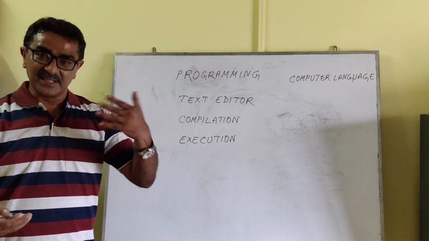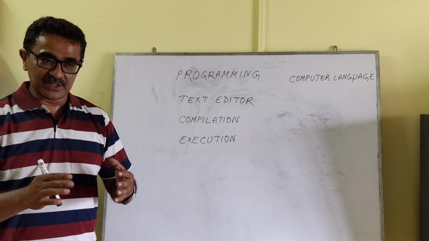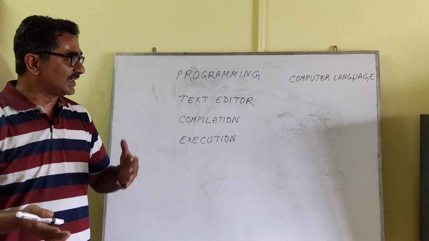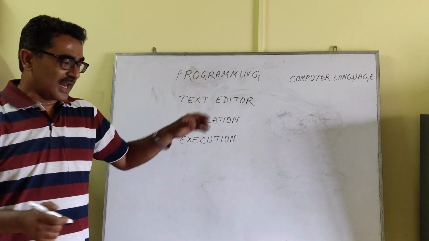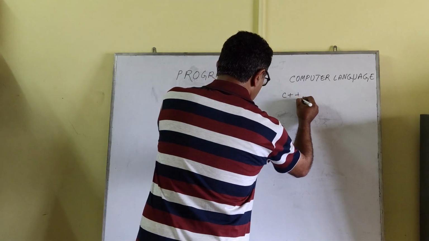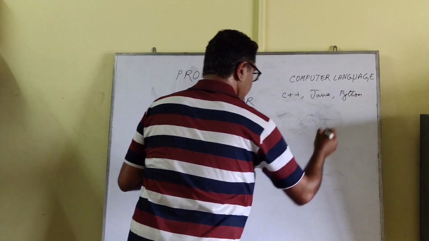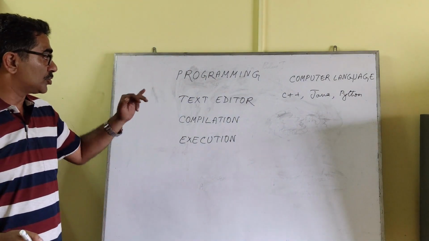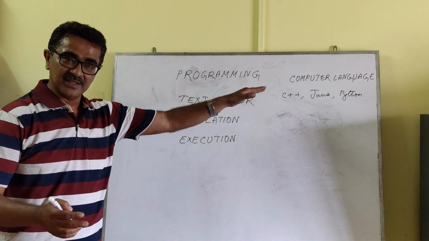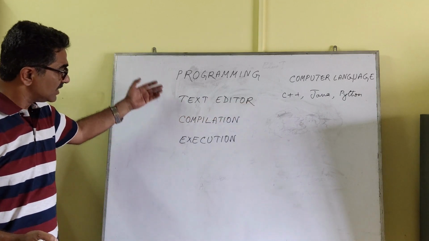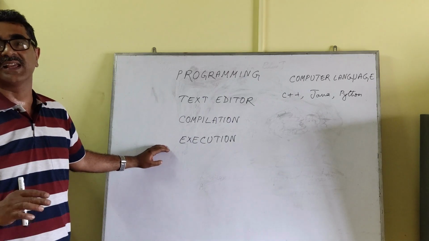Now, machine language is difficult for humans to understand because it consists of ones and zeros. So it is difficult for humans to interact with the computer in the form of ones and zeros. That is why computer languages are used. Computer languages like C++, Java, and Python are some of the languages which may be used to write the instructions in the text editor. And of course, after we write the instructions in those languages, they need to be compiled using the compiler, and ultimately we need to execute.